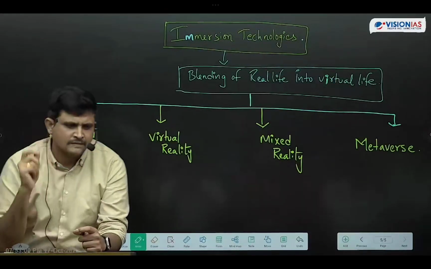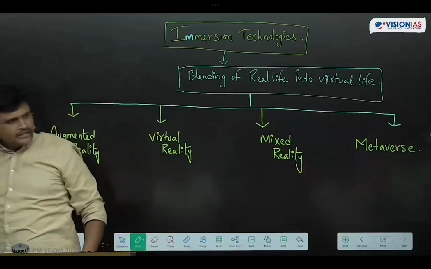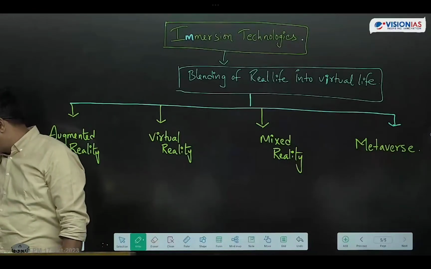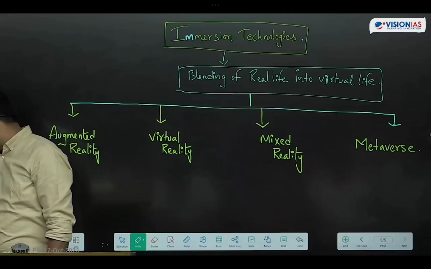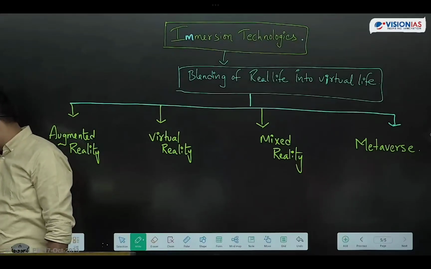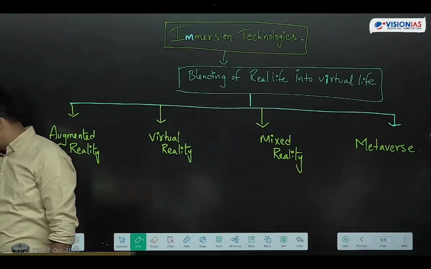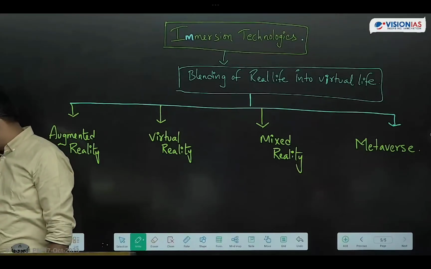Okay, make a note like this. Metaverse is an alternative to the internet, but it doesn't replace the internet fully. It works based on the principles of the internet only.